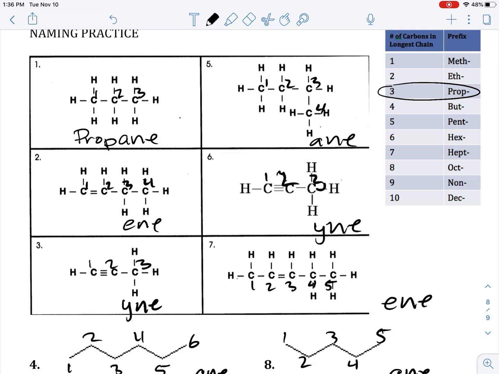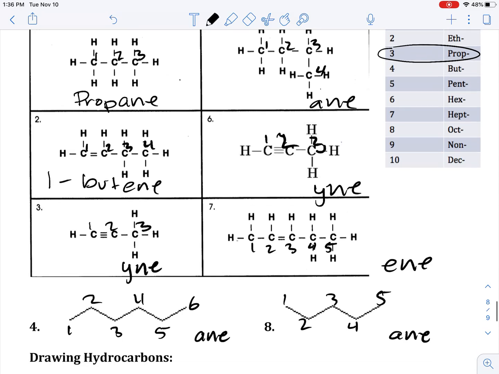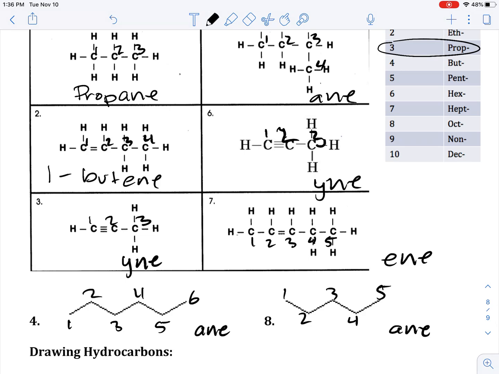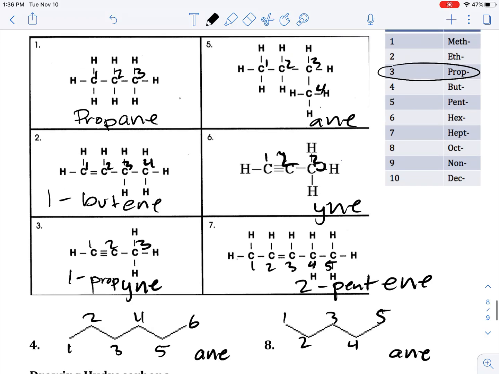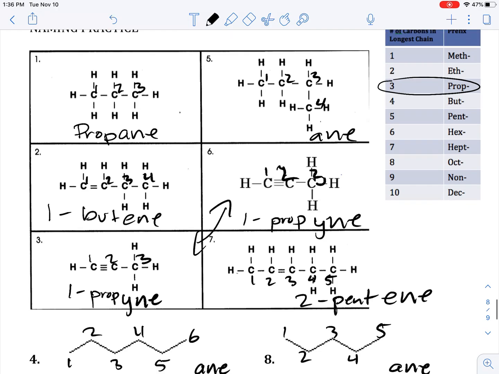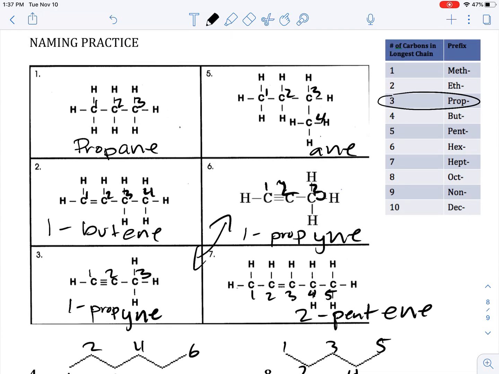Here, 4 is but. And then what's the lowest number the double bond is on? It's 1. So it's 1-butene. Here it's 1, and then 3 carbons is prop, so 1-propyne. Here it's 2, and 5 carbons is pentene. Here it's 1 and propyne. It's actually the same compound as this one, if you didn't notice. And 4 is butane.